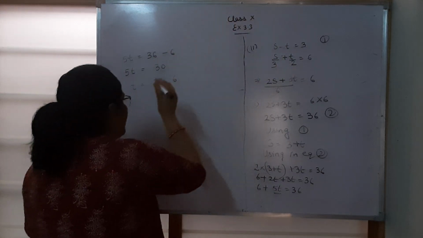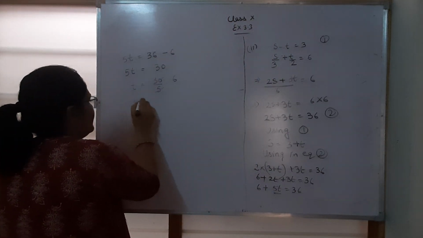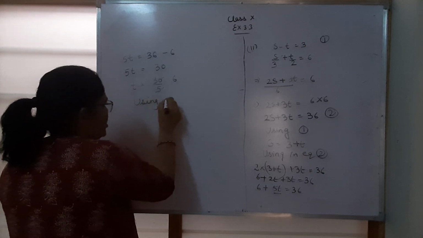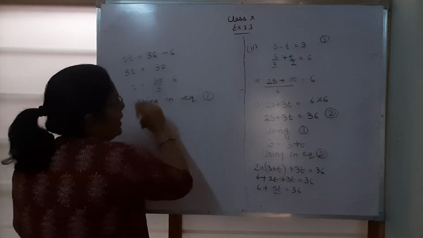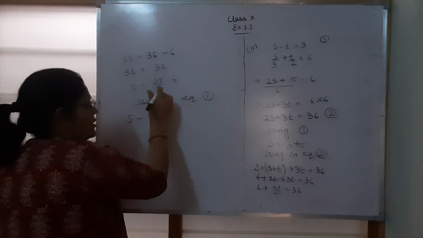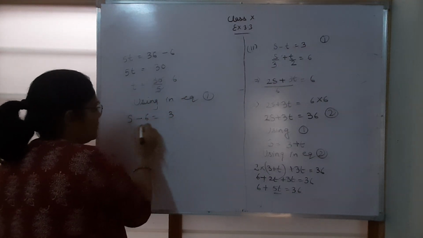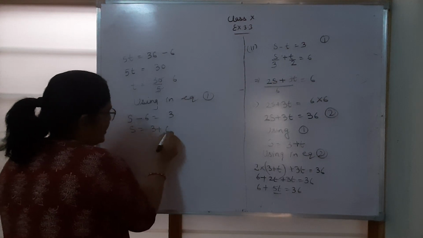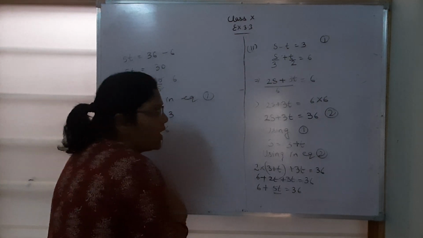So suppose I am using equation 1. Just look here. Here s I just need to find. t. Do you know the value of t? Yes, 6 is equals to what? 3. So s is equals to 3 plus 6, which is equals to 9.